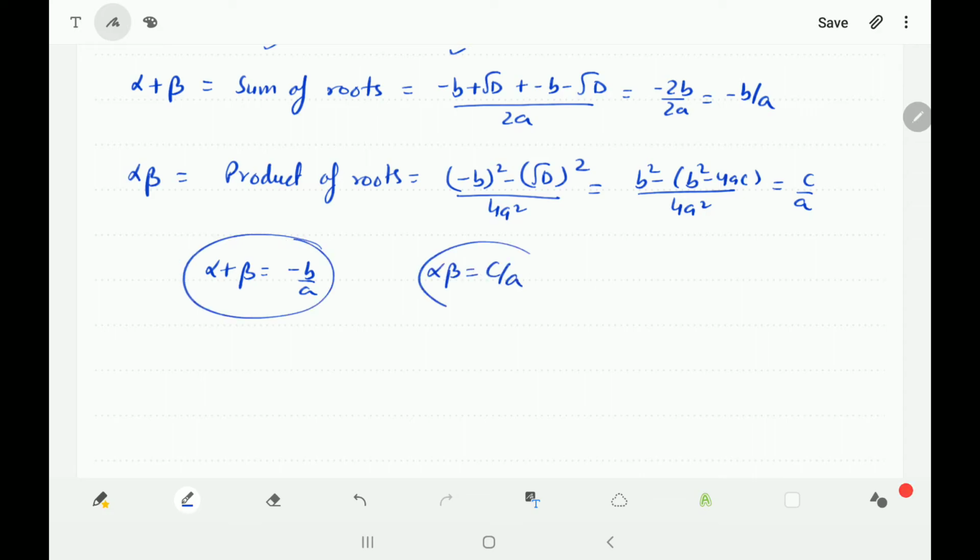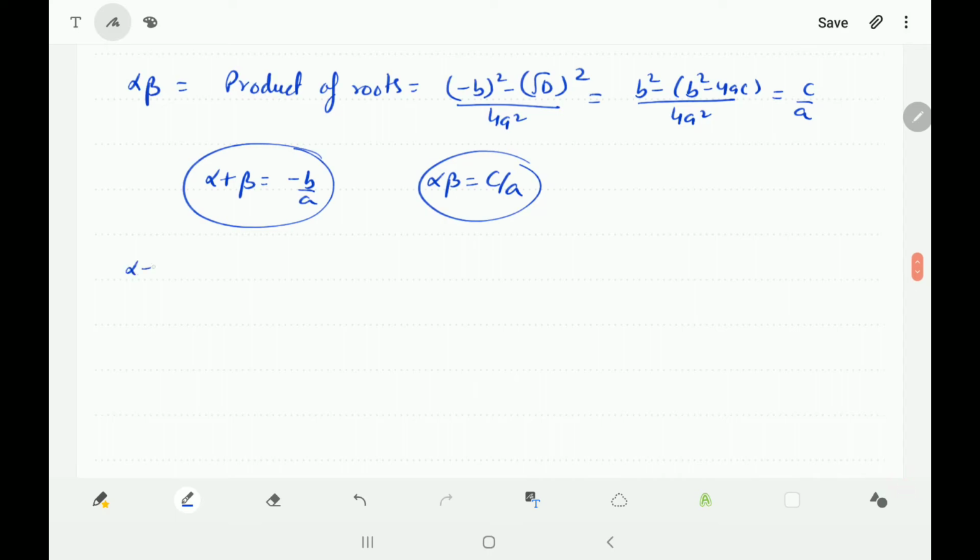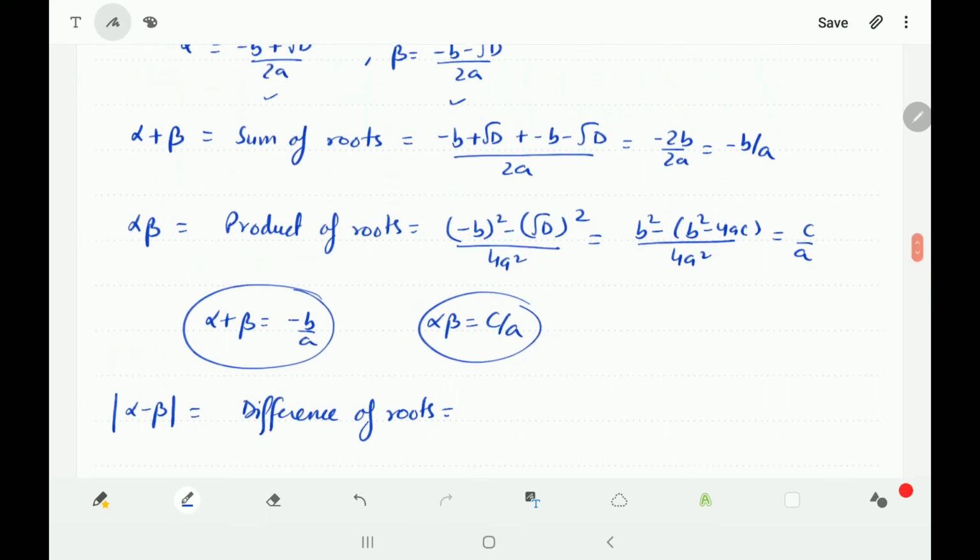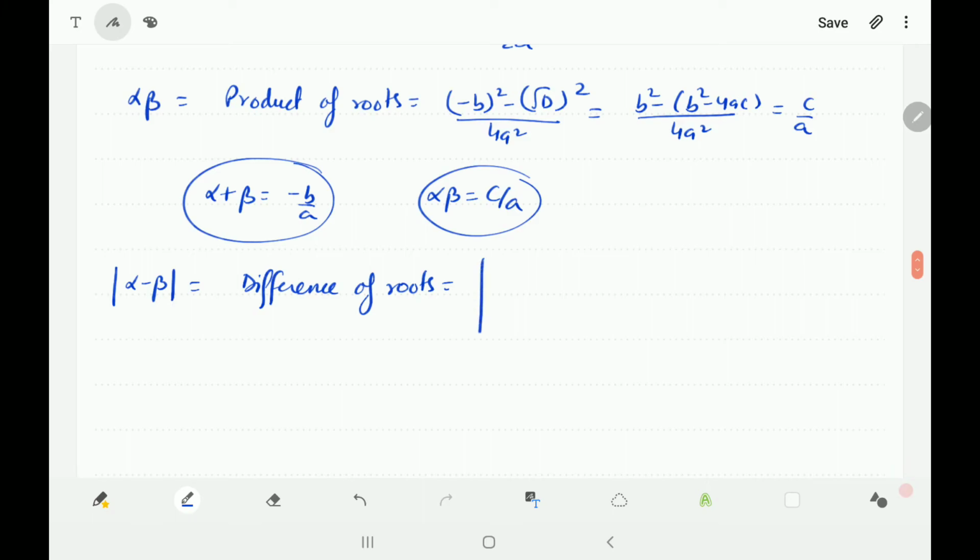is c by a. One more term which is very widely used is the difference of roots. We call it alpha minus beta whole modulus. We take the modulus because we are interested in a positive output of alpha minus beta. So now for alpha and beta we have minus b plus root d by 2a and minus b minus root d by 2a. Minus b plus b will cancel out. Root d plus root d is 2 root d, so this will become 2 root d by 2a whole modulus, which comes out to be root d by a.